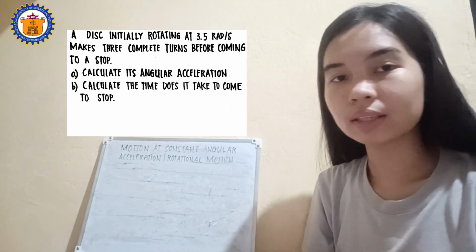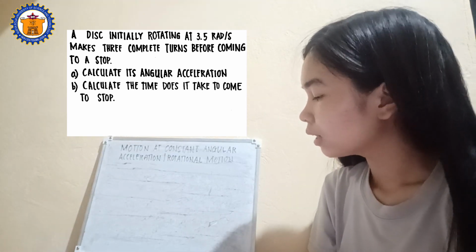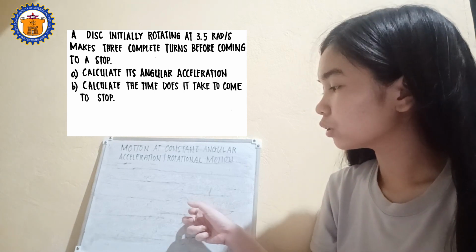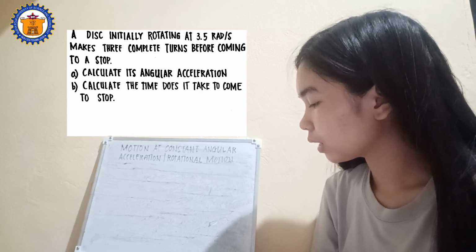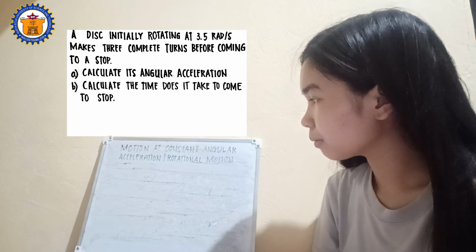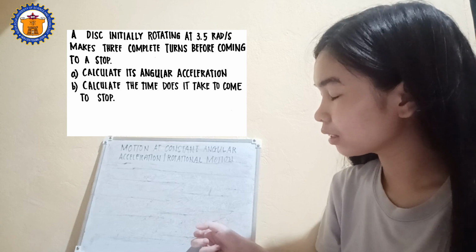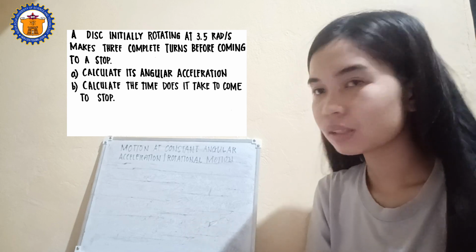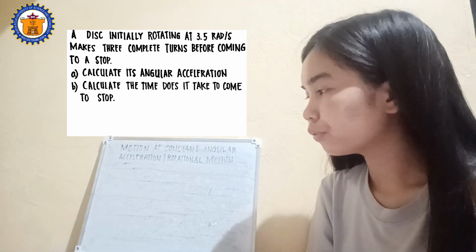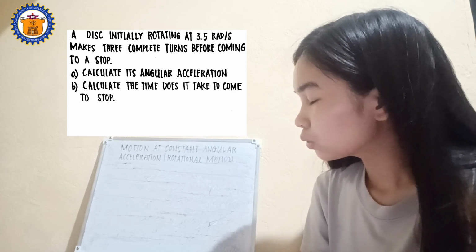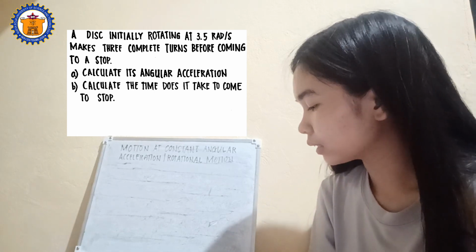Since we have the equation, this is the formula we will use. We derived it from the equation final angular velocity squared equals initial angular velocity squared plus 2 times angular acceleration times angular position. That is where the formula came from. Now we can substitute the appropriate given values to get the value of the angular acceleration.